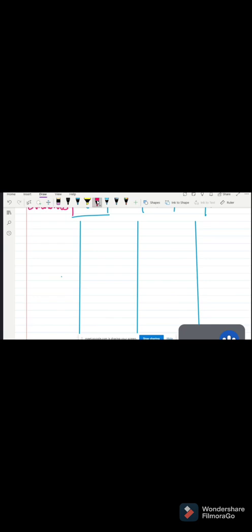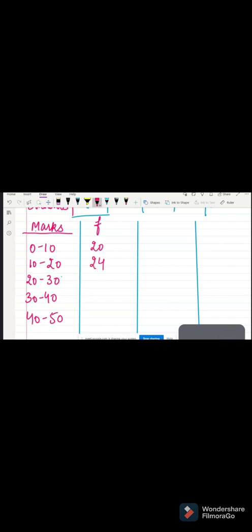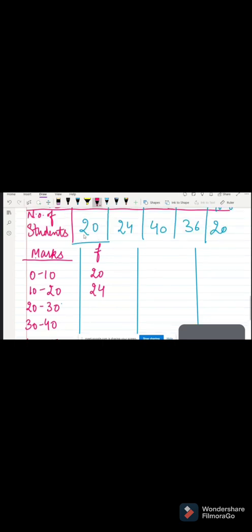So first, marks or classes: 0 to 10, 10 to 20, 20 to 30, 30 to 40, and 40 to 50. Corresponding to their frequencies are also given, that is 20, 24, 40, 36 and 20.